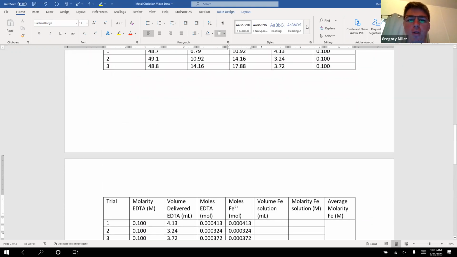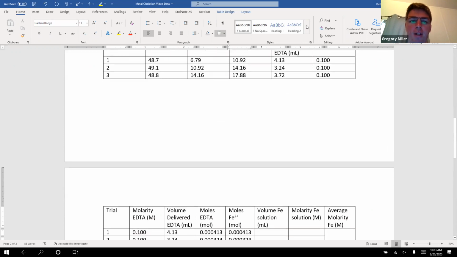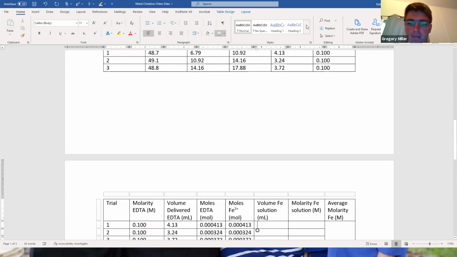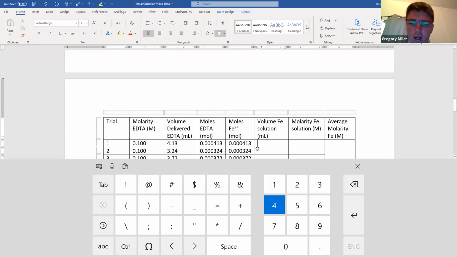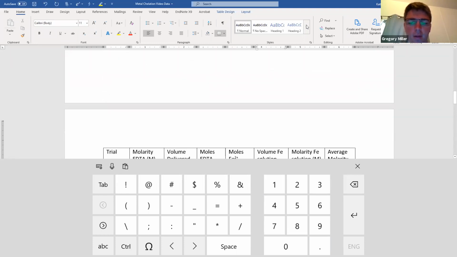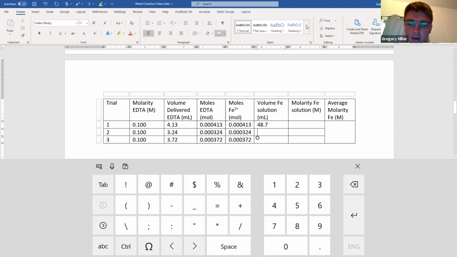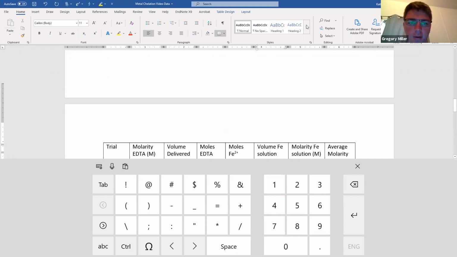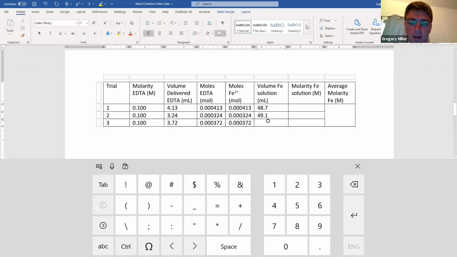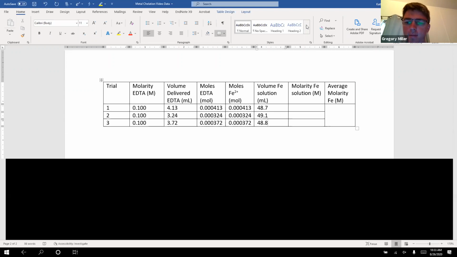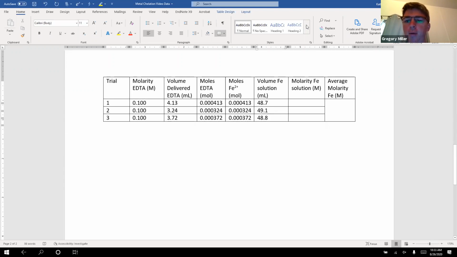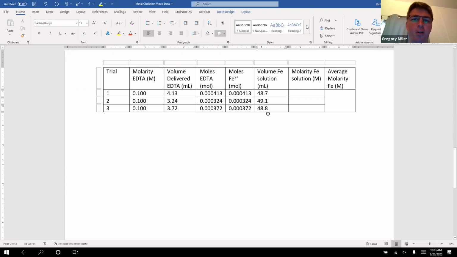Volume of the iron solution was a value we reported up above. It's one of our measured values. So I'm just going to copy those down. 38.7, 49.1, and 48.8. There we go. So now we need the molarity of our iron solution. Again, 2 different ways to do it. I'll do the longer way first.